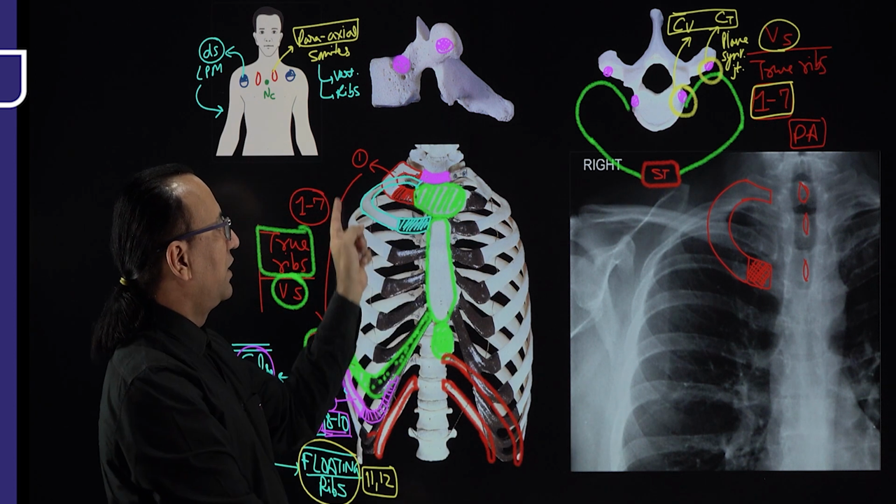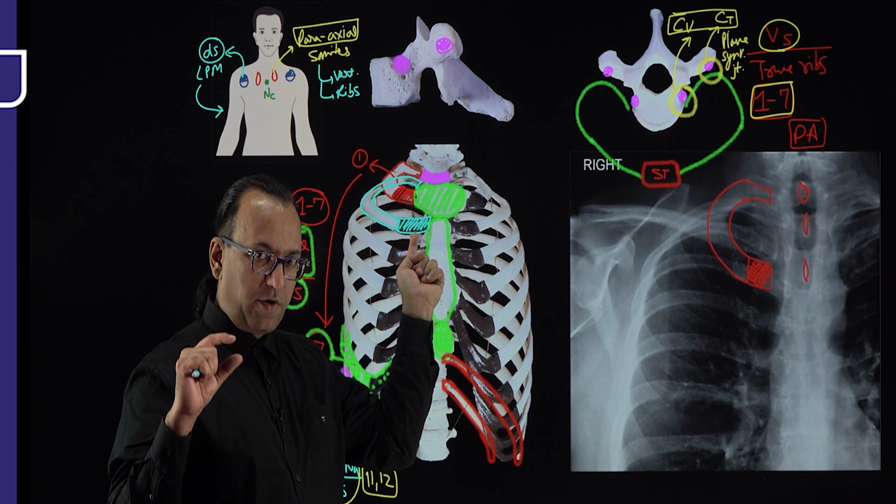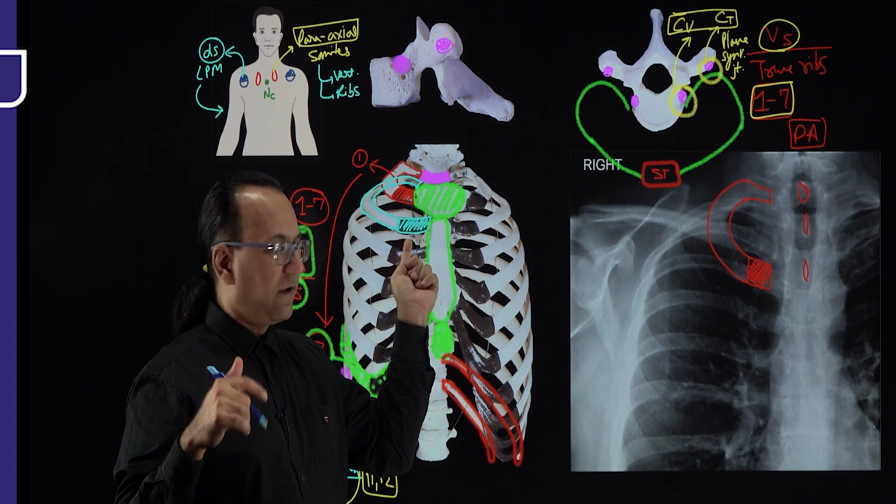So now you have marked the second rib in the actual bony thoracic cage. What about the second rib in the X-ray?